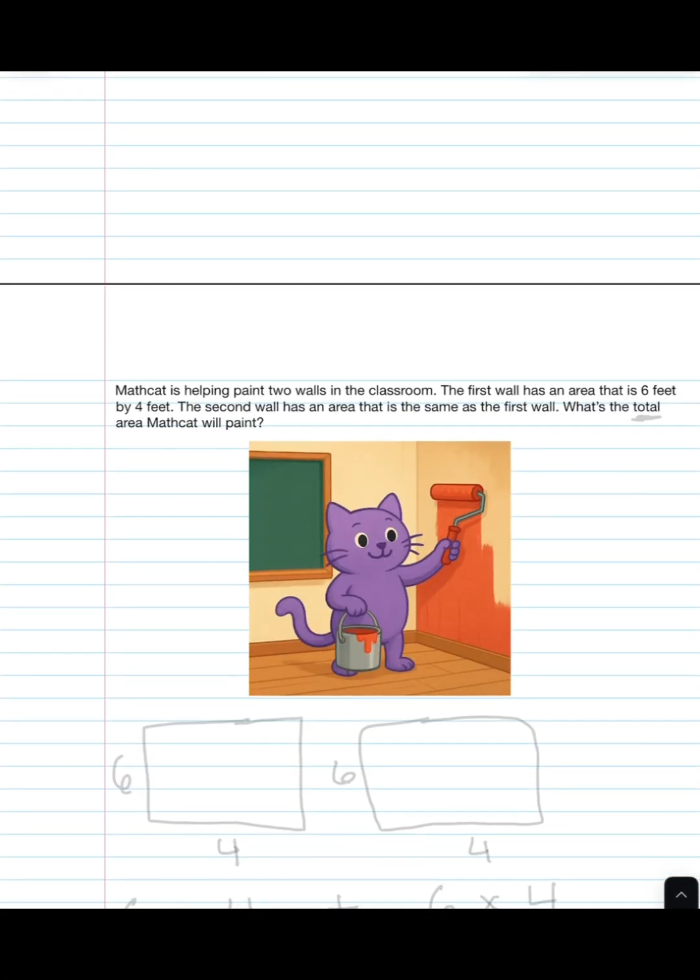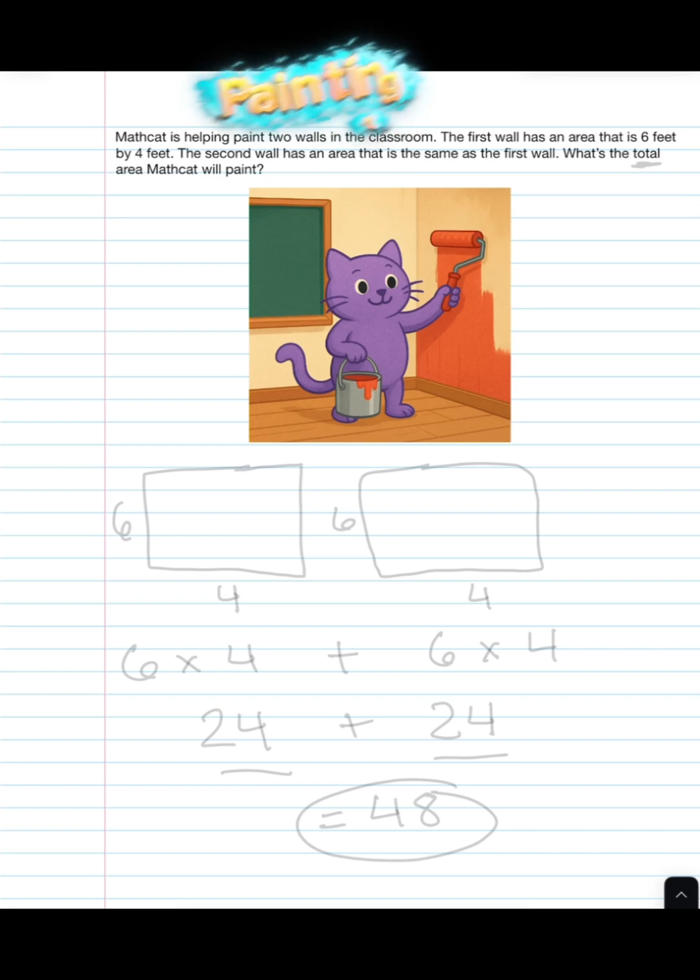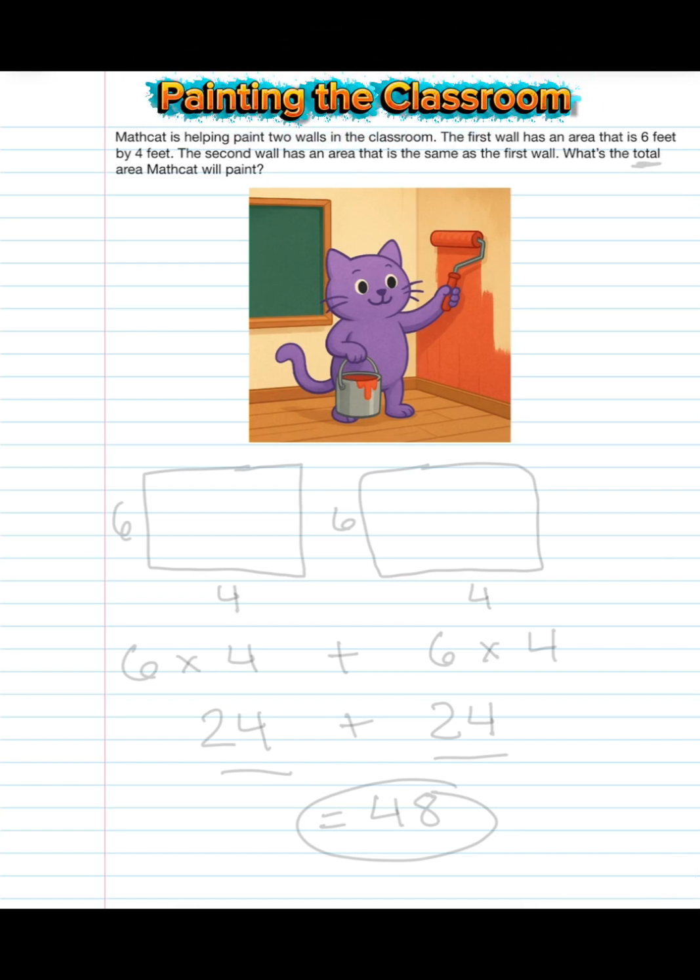Let's look at another example. MathCat is helping paint 2 walls in the classroom. The first wall has an area that is 6 feet by 4 feet. The second wall has an area that is the same as the first wall. What's the total area MathCat will paint? So this one is a little different than the first, where this time we have 2 areas.